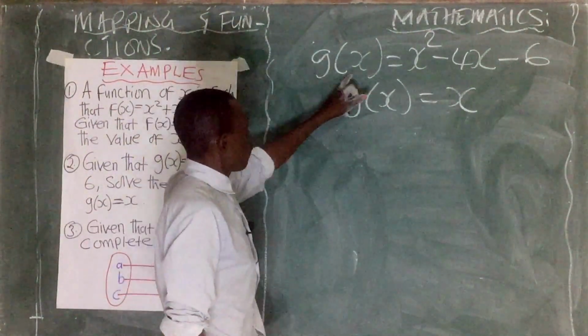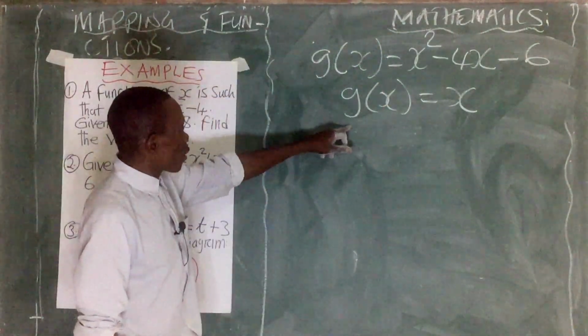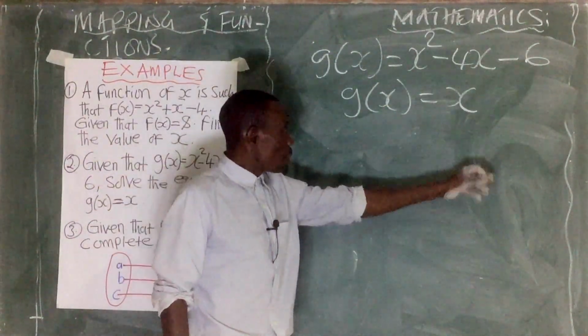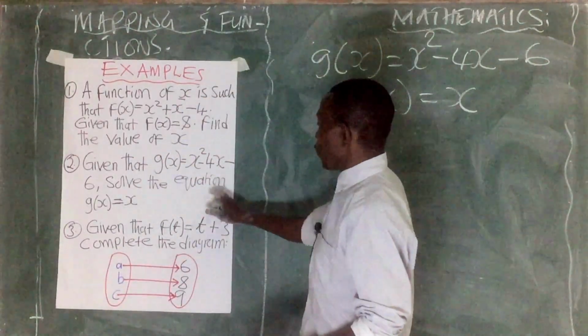So we are given g of x is equal to x squared minus 4x minus 6. And yet here we are told that g of x is x. What's the question like? We solve the equation.